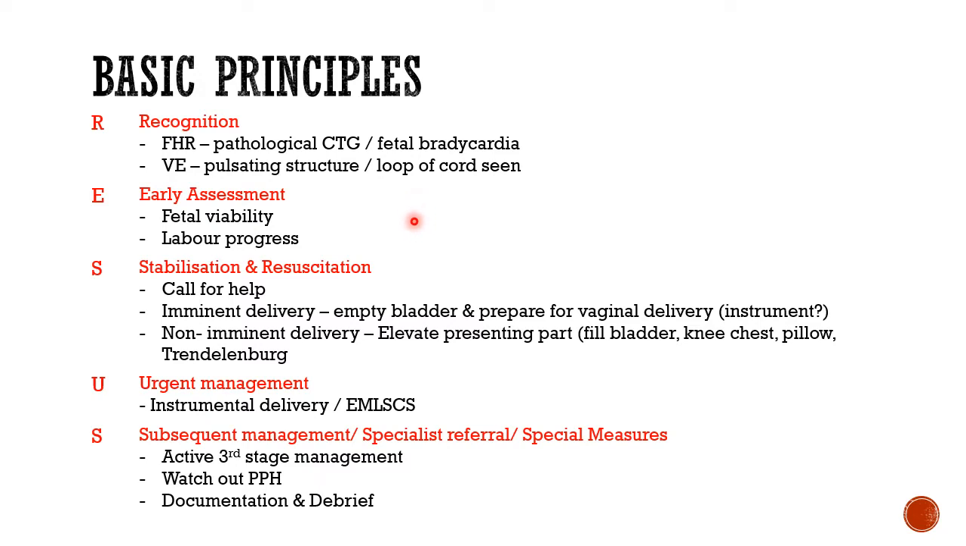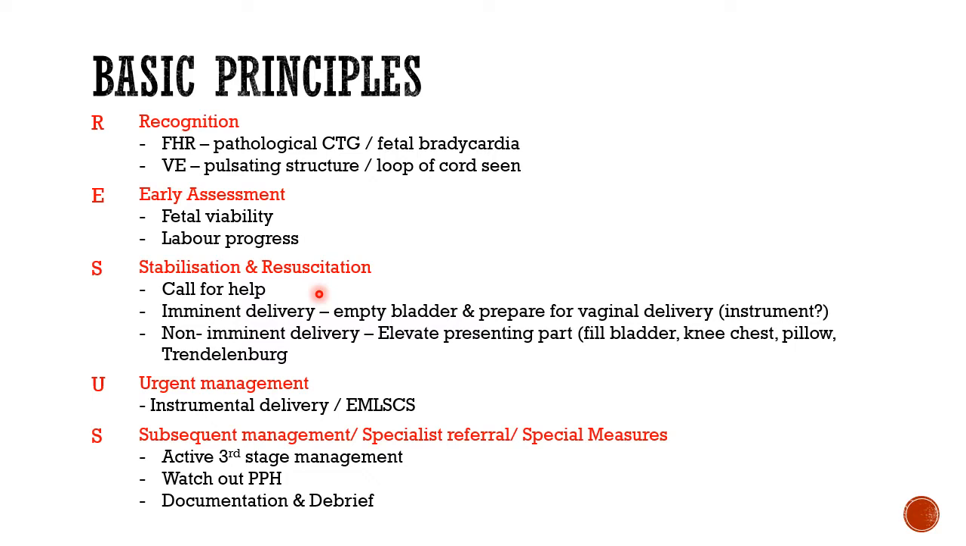Then for stabilization and resuscitation, first call for help. When you call for help, you don't just call for help like that. You need to shout. Cord prolapse, you need to shout, and then you need to know, is this imminent delivery or non-imminent delivery? If it is imminent delivery, meaning the os is fully dilated already and you can even see the fetal part there, then you proceed with immediate vaginal delivery, and most of the time you will proceed with an instrumental delivery.